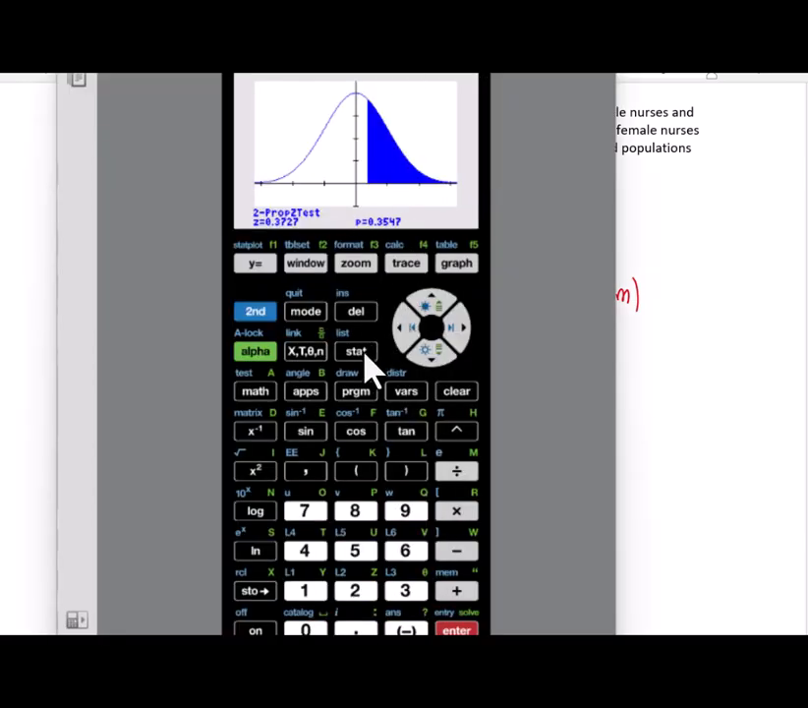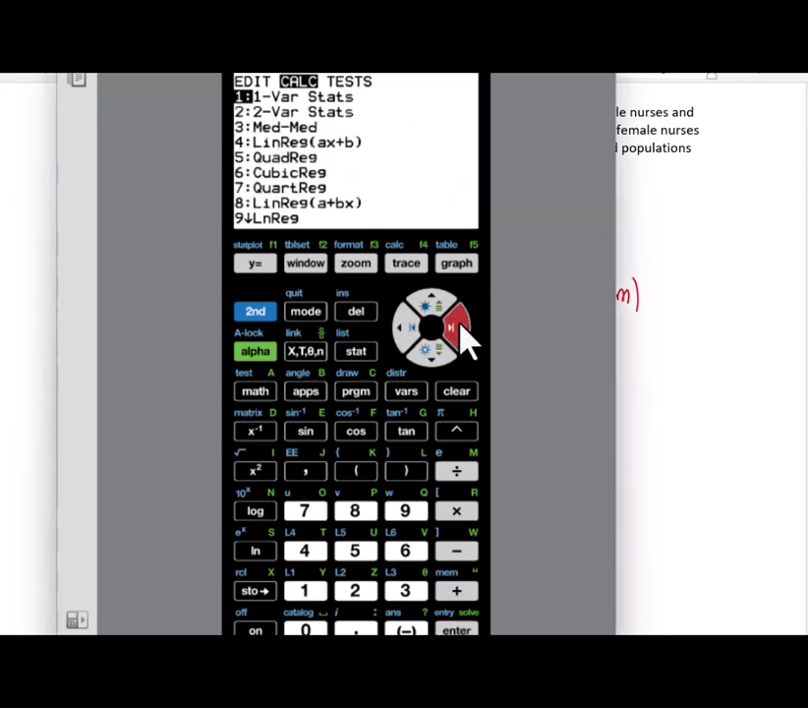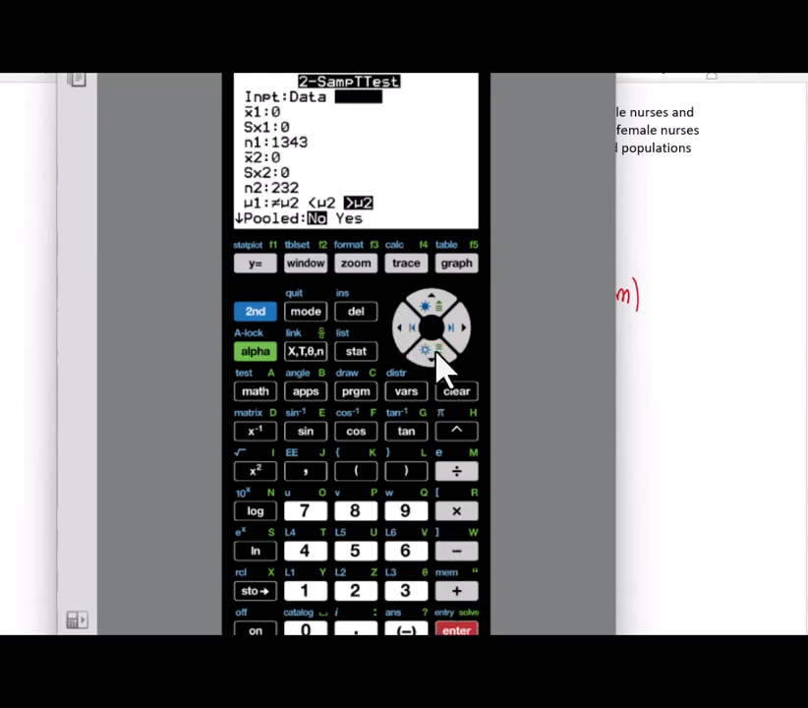All right, so this is how you do it. You go to Stat, Tests, two-sample t-test. Enter. Data? I don't have data, I have the summary. X1 bar, it's for female, so it's 23,750. Enter. Standard deviation is 250. And how many in the sample? We have 20.